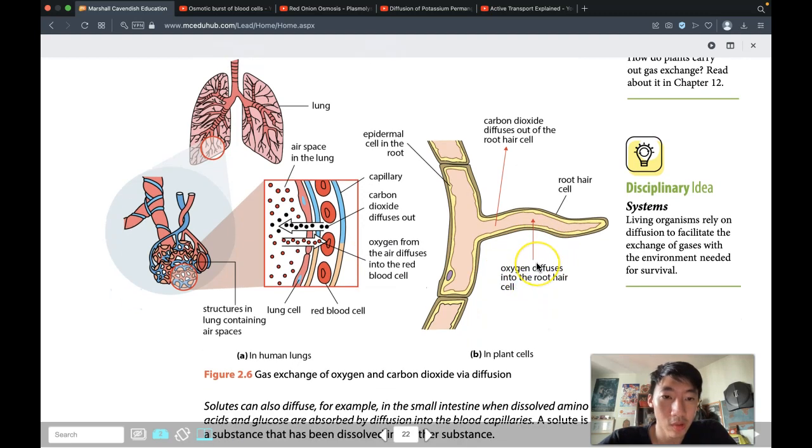So in the roots, in plant cells, the cells in the roots are far away from the air. I mean, they're deep in the ground. There's no air underground. So the root cells also need to take in oxygen. The oxygen will diffuse into the root hair cells, and then carbon dioxide will diffuse out of the root hair cells, similar to the lung. So this gas exchange of oxygen and carbon dioxide happens via diffusion.